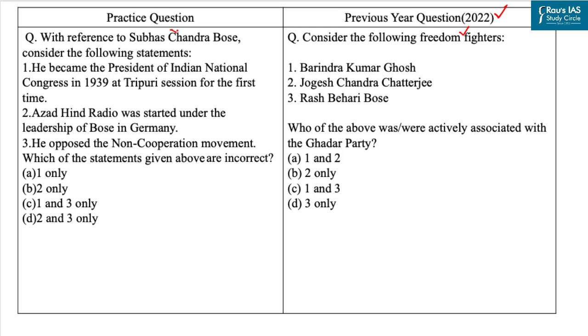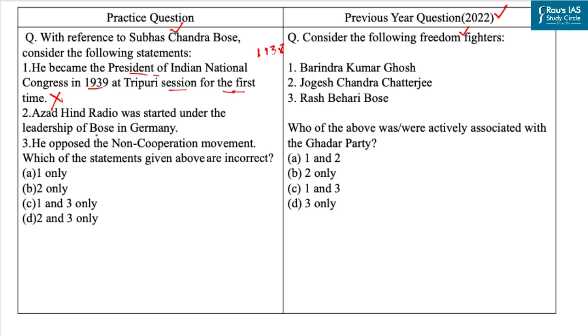With reference to Subhash Chandra Bose, consider the following statements. The first statement is he became the president of Indian National Congress in 1939 at Tripuri session for the first time. Netaji Subhash Chandra Bose was an Indian nationalist who participated in the Indian national movement. He cleared ICS and later joined Indian national movement in 1921. And Bose became the president of INC in 1938 at Haripura session for the first time, and he was re-elected as the president of INC in 1939 at Tripuri session. So with this, our first statement is incorrect.